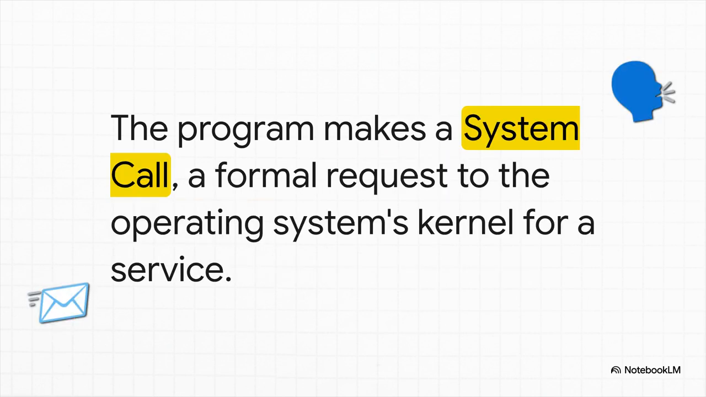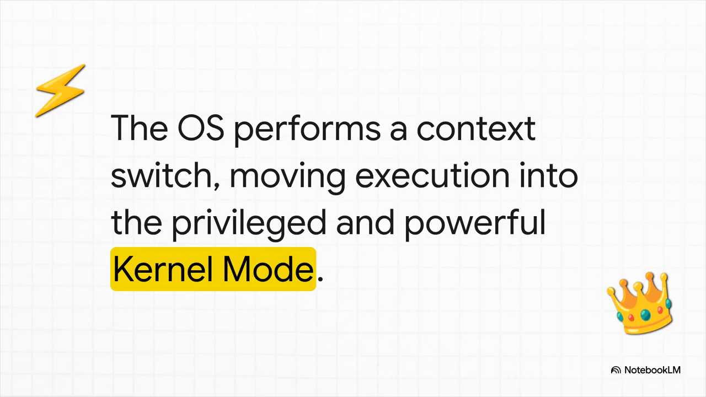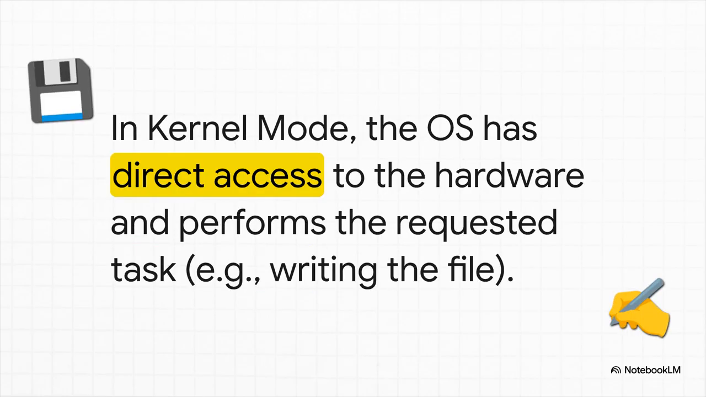It bundles up your request into one of those formal system calls and sends it off to the only part of the system that can actually help, the kernel. And instantly, the processor flips that switch. It performs a context switch, elevating its own privileges to enter the super powerful kernel mode. And now, in kernel mode, with direct access to all the hardware, the operating system carries out the command, telling the physical disk drive to save your data.